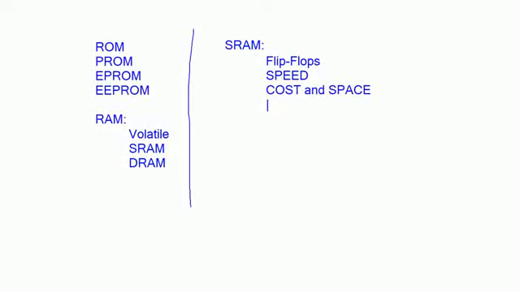The advantage of using flip-flops is that the speed of execution, or the speed of the memory device, is very fast. But the cost increases, as the space occupied by the flip-flops increases, so the cost of the system increases. And there is one more drawback for the SRAM.